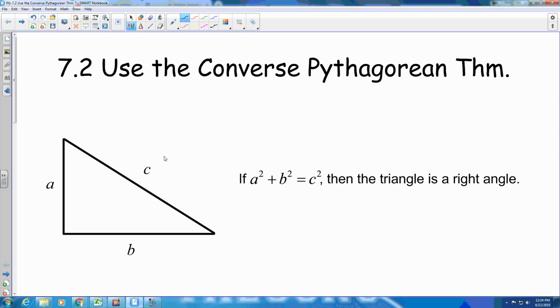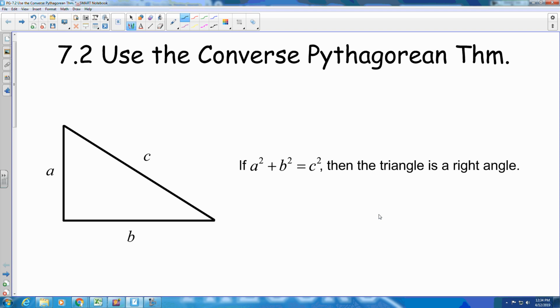All right, we're in section 7.2 where we are going to use the converse of the Pythagorean theorem. From the previous section, we were able to use the Pythagorean theorem, a squared plus b squared equals c squared, to figure out any unknown side lengths of a right triangle.